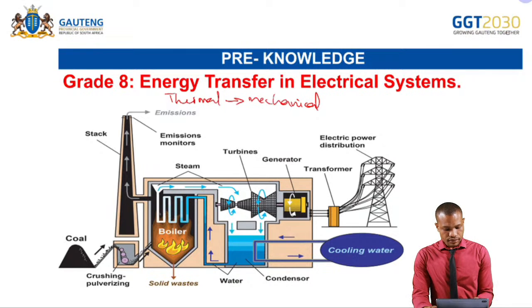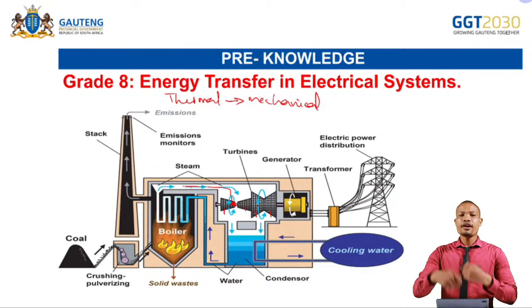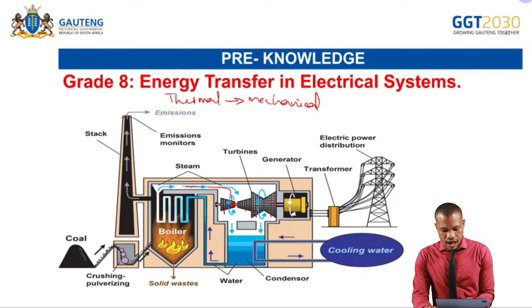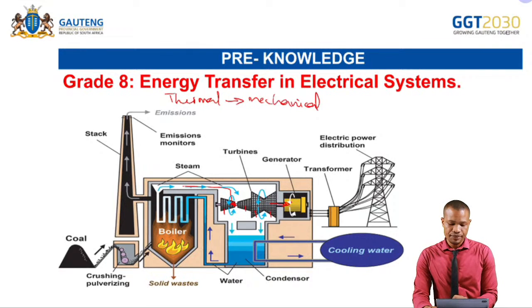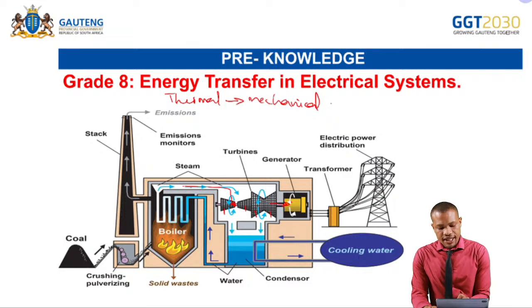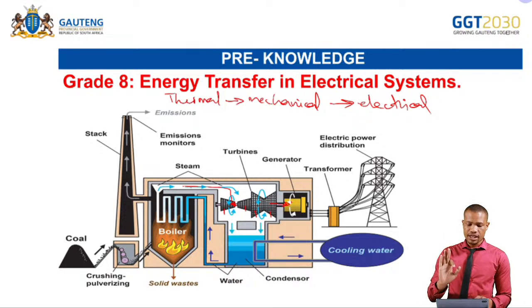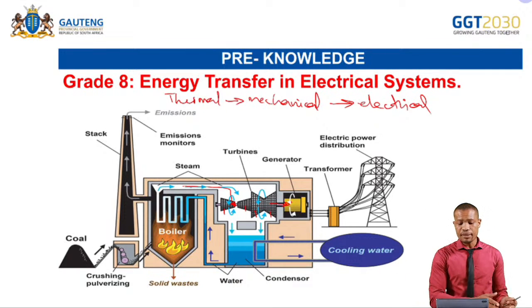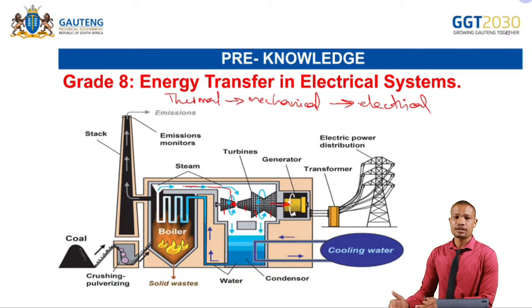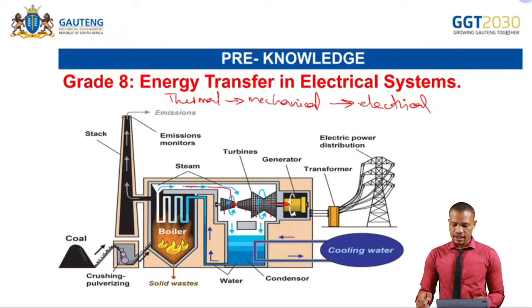So the steam comes to these turbines. This is one turbine, another turbine, another turbine, another turbine, and they turn so that they do work, which powers what? The generator. And then the generator converts mechanical energy into what? Electrical. Okay, so we have already 3 energy forms: from thermal to mechanical, then electrical. Okay, hope you understand that so far.